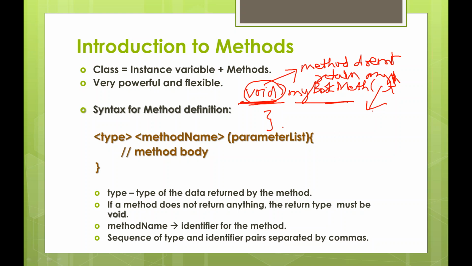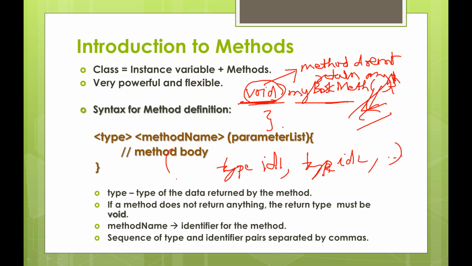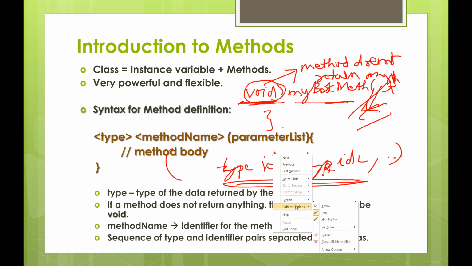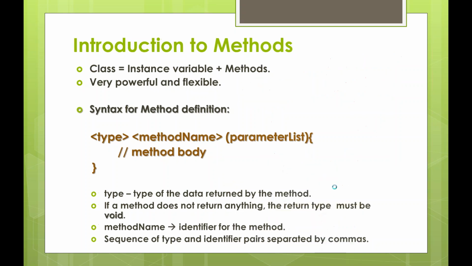Here you can specify whatever you want, like if you want to pass integers, floats, or objects themselves. If you want to specify multiple parameters, it is type id1 comma type id2 comma, and it goes on. That is how you can define a method.